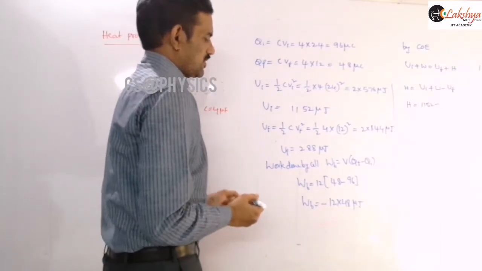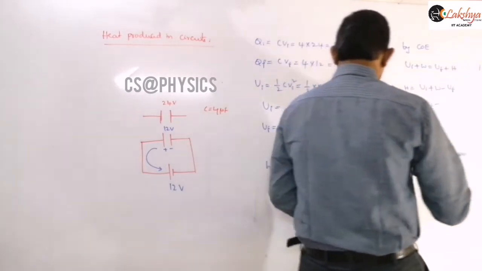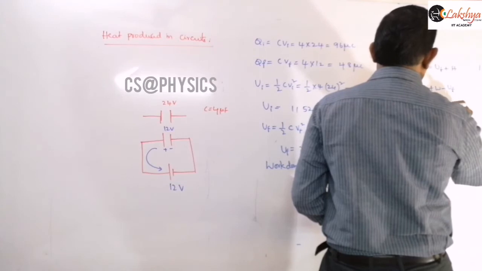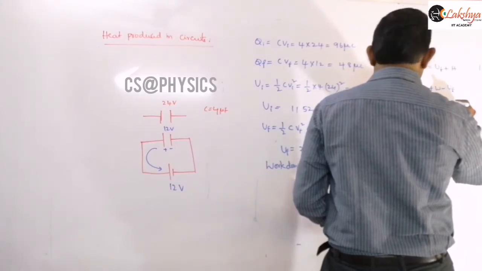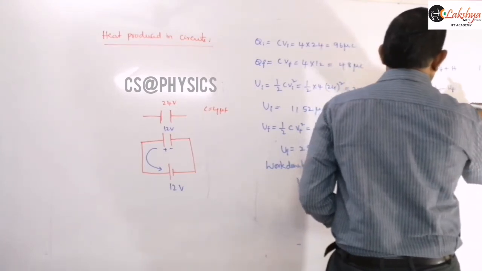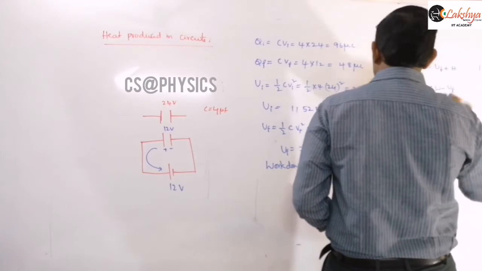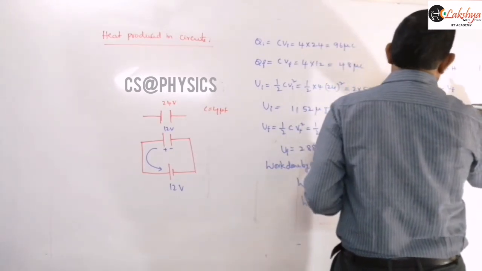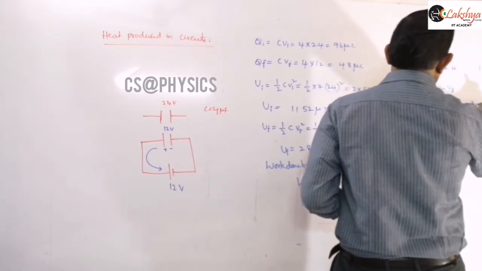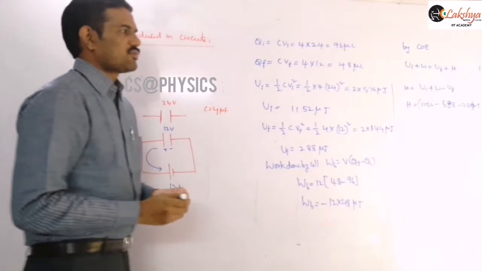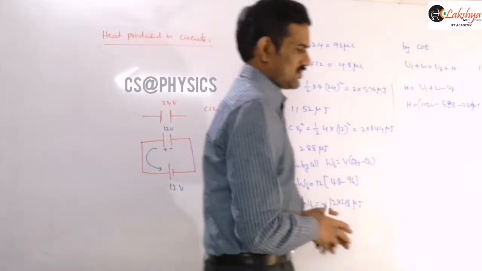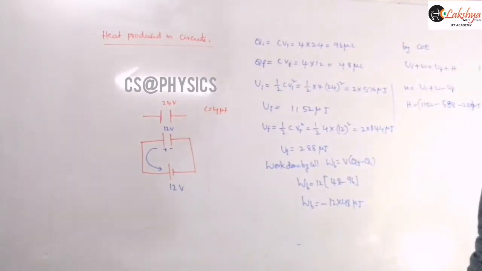600 minus 12, so 588, right? Minus the final value, which is nothing but 288 microjoules. That means this total value will be in microjoules. That is the amount of heat produced in that circuit. Like that you can calculate the heat produced in the circuit. That is a simple conservation of energy, right?